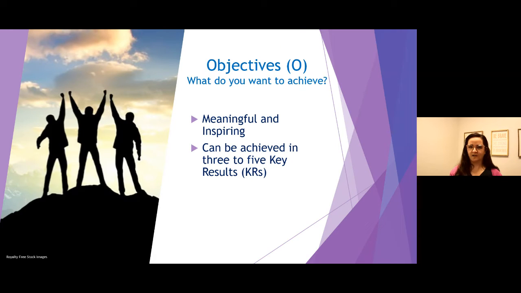So the O in OKR stands for your objectives, and this should be the item that you want to achieve as part of your goal. Your O or objective should definitely be something that's meaningful and inspiring to you as an academic advisor and the work that you're doing, and helping to stretch you beyond your comfort zone in being able to dream big and serve your students. But they also need to be able to be achieved within 3 to 5 key results. The really sweet spot that John Doerr talks about in his book, Measure What Matters, is really narrowing it down to 3 key results that you're focusing on to help you reach that objective within your OKRs.